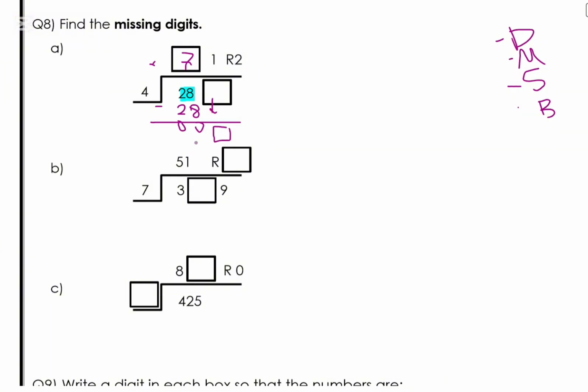Let's change the number. What about 5? Actually, 5 has one 4, yes. 5 divided by 4 is 1. But when you multiply 1 times 4, you will get 4. And 5 minus 4 is 1. So the remainder is 1.